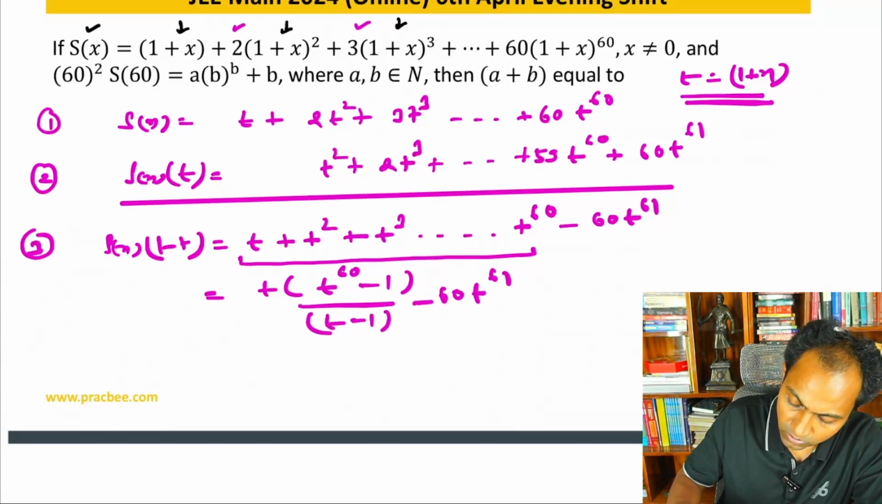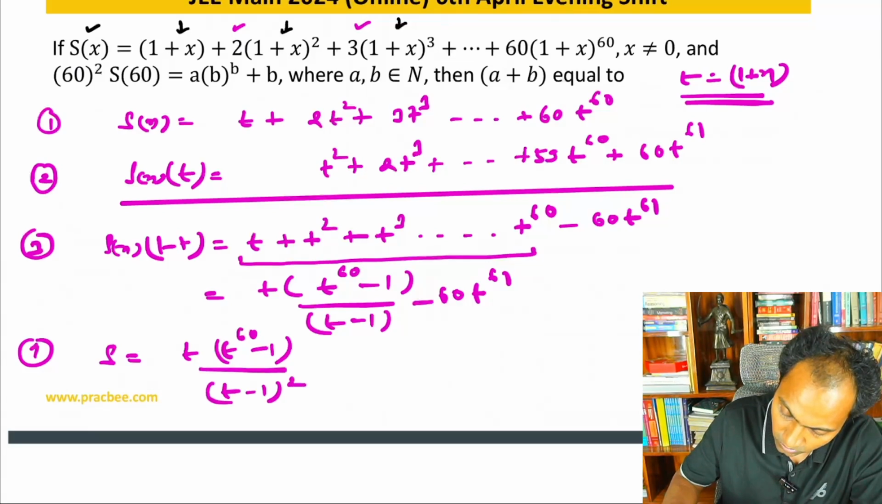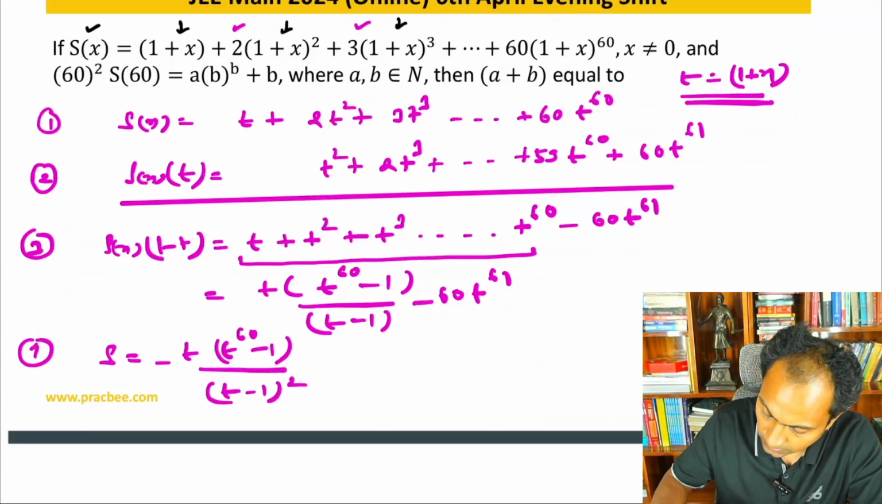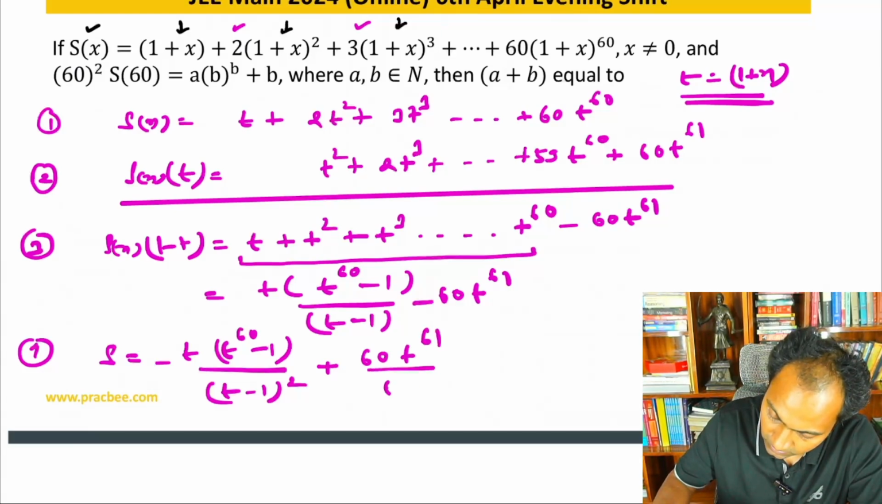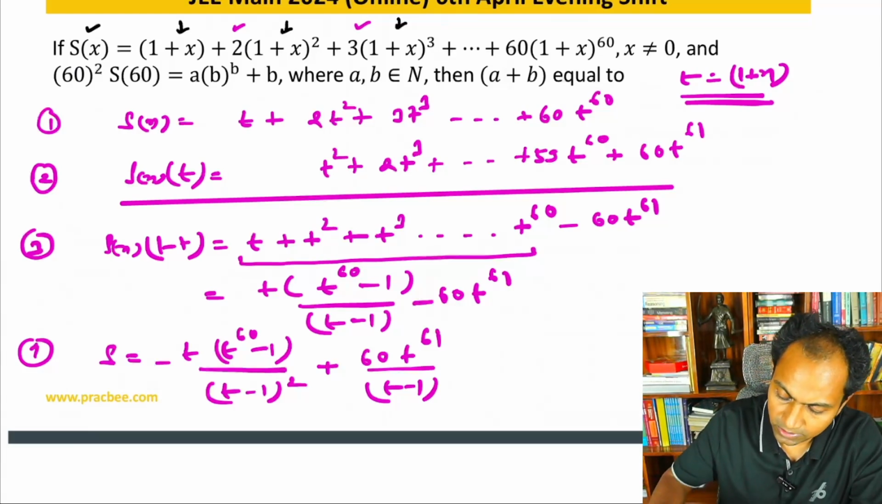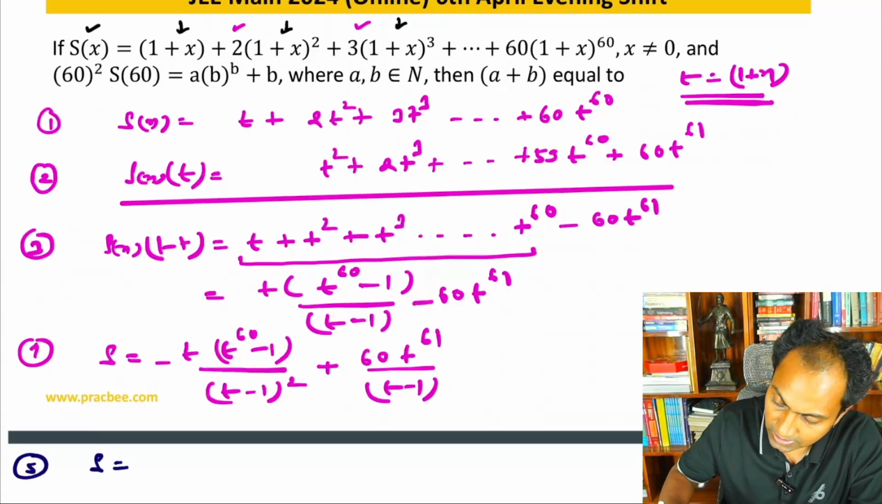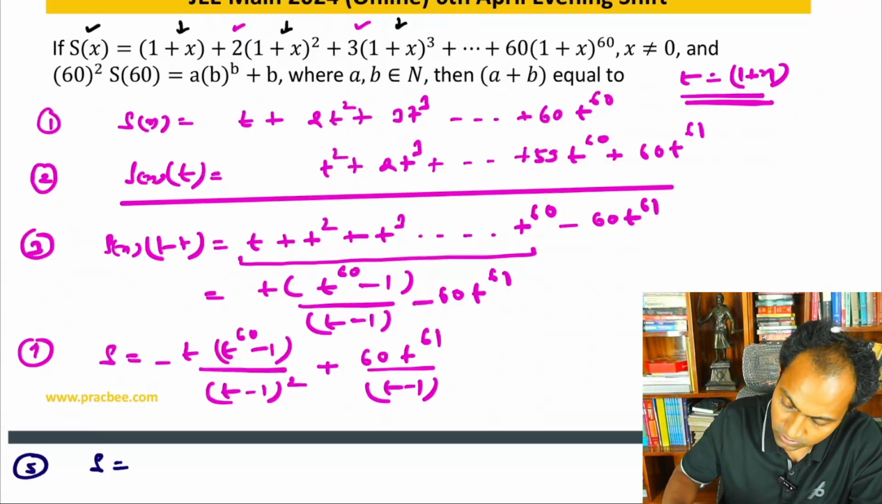So now if I want to get the value of S from here, in the fourth part, it comes out to be nothing but t into (t raised to the power 60 minus 1) by (t minus 1), whole square, but with a minus sign, and plus 60t raised to the power 61 by t minus 1. Once I have got this, now I have got everything. All I need to do in the next part is substitute the value of t as nothing but 1 plus x.